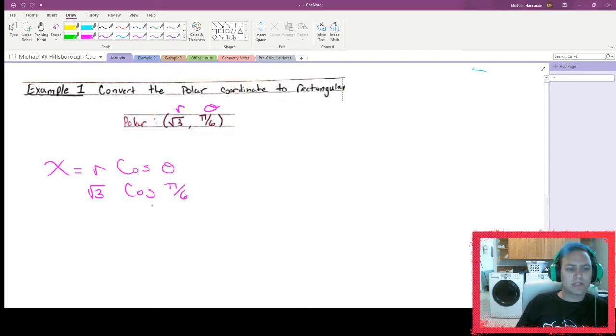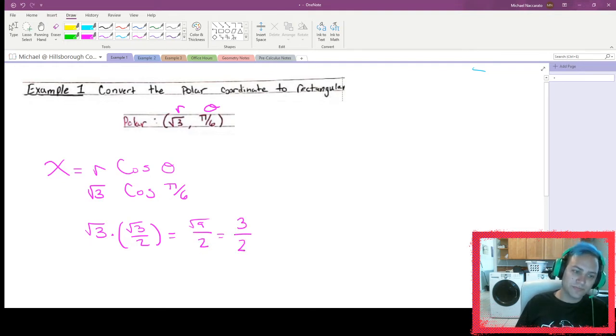Then we just work some of this out. Thinking about my cosine of pi over 6, that's the cosine of 30 degrees, and I know the cosine of 30 degrees is square root of 3 over 2. So now I just have this multiplication problem: square root of 3 times square root of 3 over 2. When I do that, I get square root of 9 over 2, which ultimately gives me 3 over 2. So I know the x value is equal to 3 over 2.